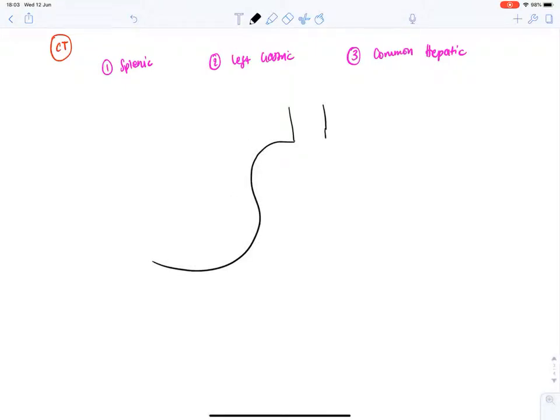Now let's talk solely about the celiac trunk. The celiac trunk is made up of three main branches: the splenic artery, the left gastric, and the common hepatic. I'm going to draw out the rough sketch of the stomach again, so that we can go through the blood supply of the celiac trunk. Okay, so here we go.